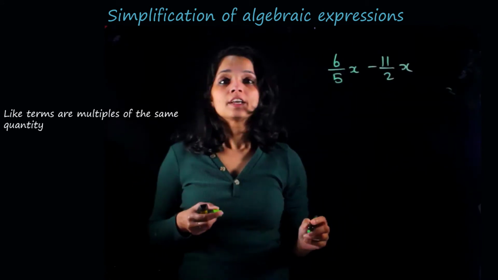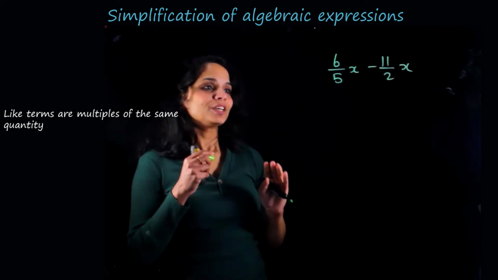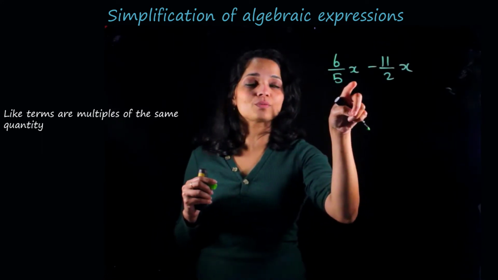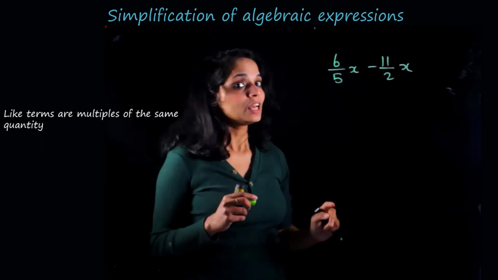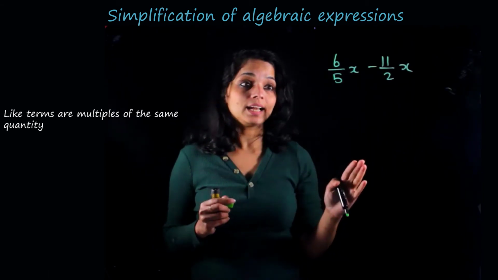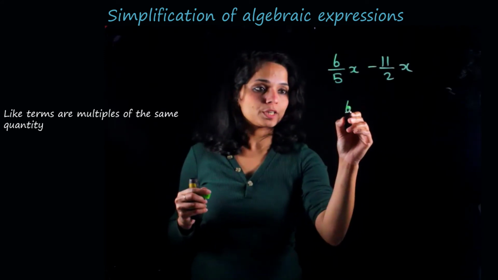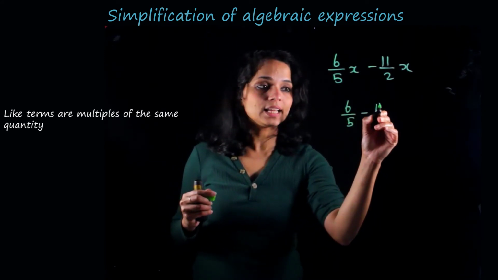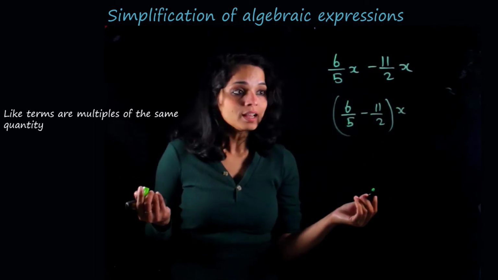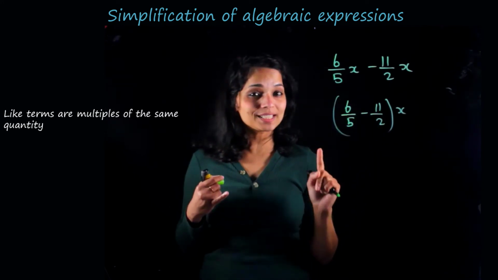Let's now do another example, and this time there are fractions. The term we're going to simplify is 6 on 5 x minus 11 on 2 x. Both are multiples of x, so both are like terms. The only problem is you need to do this operation, 6 on 5 minus 11 on 2, and that times x. That's the answer. The trickiest part is to find 6 on 5 minus 11 on 2, which is a fraction.